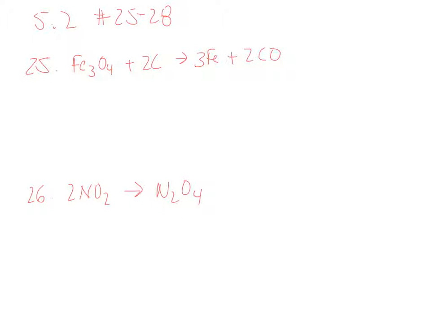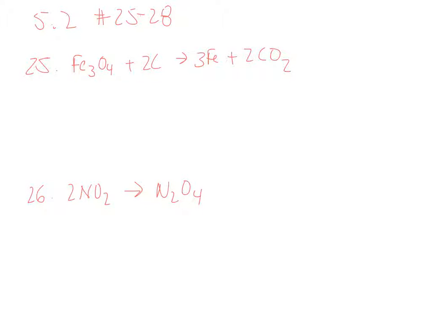The last set of problems in the 5.2 problem set, 25 to 28, are actually pretty straightforward because they give you the heats of formation values. So not a lot of trickery here by any stretch. They want to know what would be the change in enthalpy in kilojoules per mole for the reaction Fe3O4 plus 2C yields 3Fe plus 2CO, and there should be a 2 here.